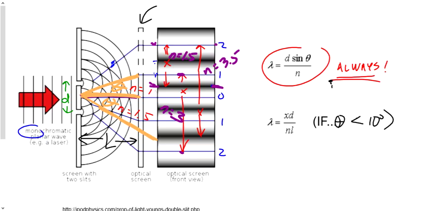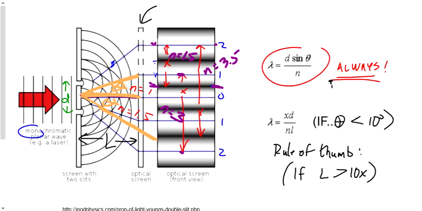So I have a little rule of thumb that it doesn't always help us avoid finding the angle, but it does most times. Here's your rule of thumb: this equation will absolutely work if L is greater than 10 times x. So if you take your value for x and multiply it by 10, and L is bigger than that, you are 100% for sure good to go with that equation.